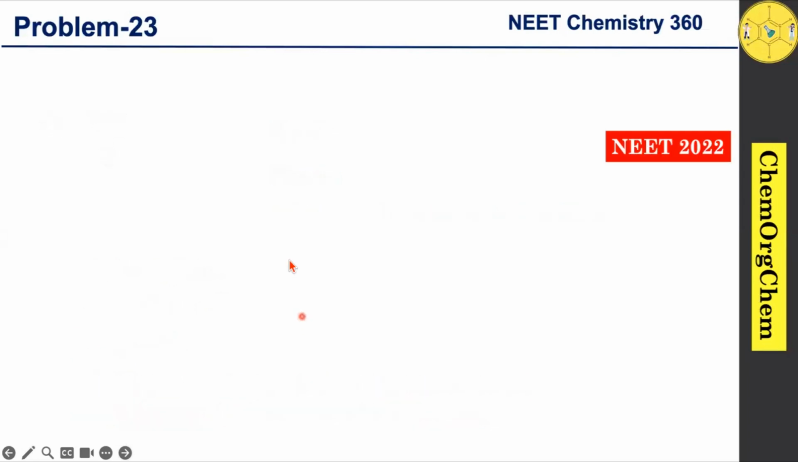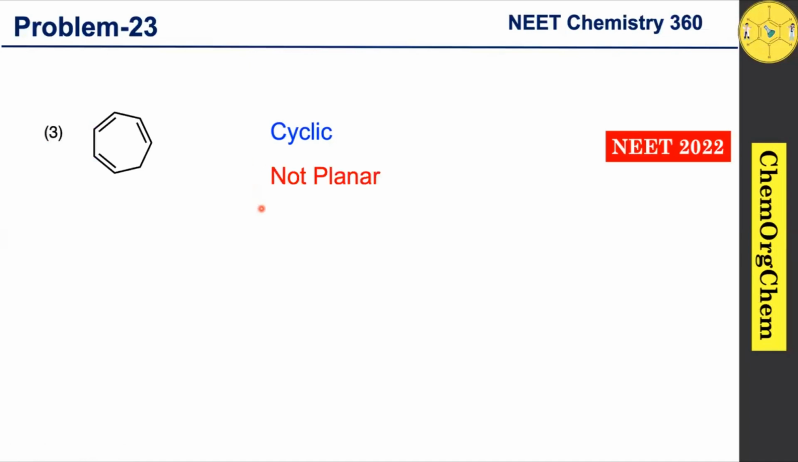So let's move on to our third option. According to our first rule, is this compound cyclic or not? Yes, this compound is cyclic, it is a ring. So next moving on, is it planar or not? No, this compound is not planar.